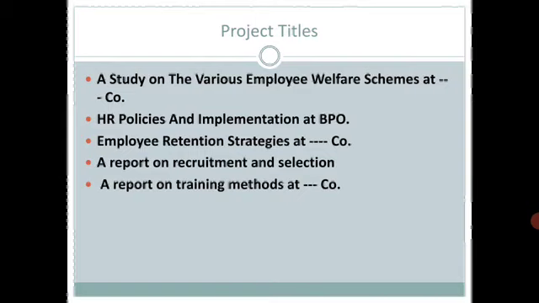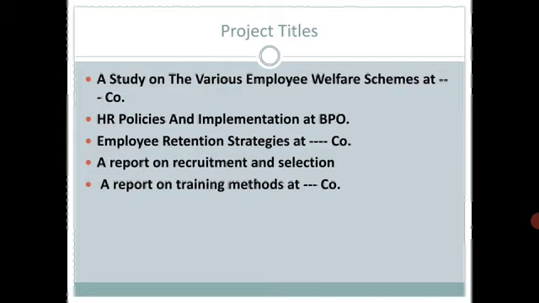Then hypothesis of the study. Here you are supposed to make assumptions to study the relationship. Based on the objectives of the study, you are required to frame the hypothesis. For example, there is a positive impact of employee welfare schemes on performance of employees. This can be one of your hypotheses. Likewise, based on the project title, you are supposed to write down at least 2 hypotheses.